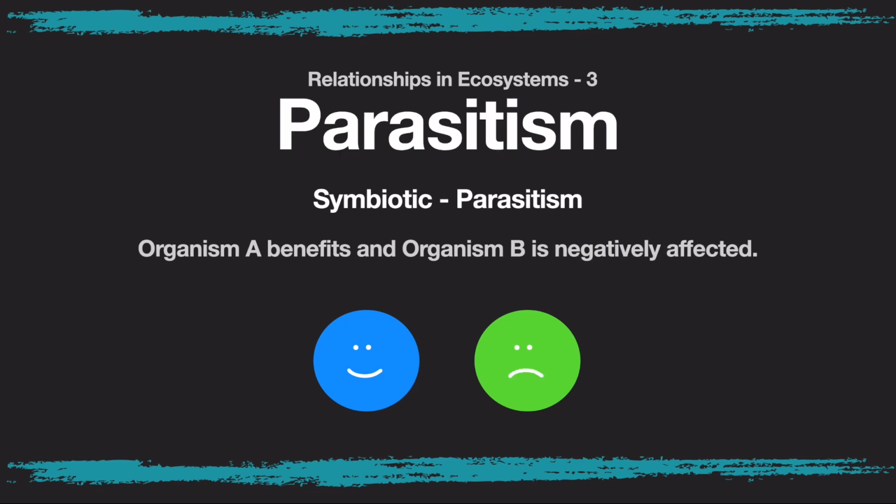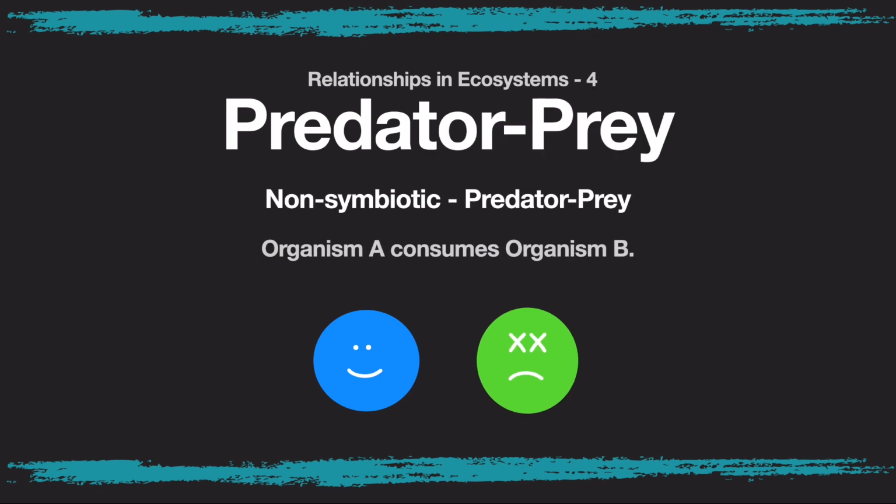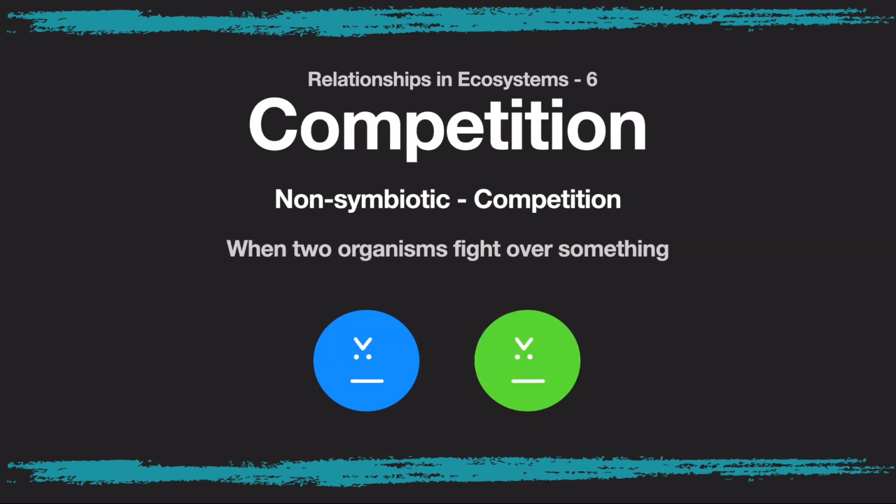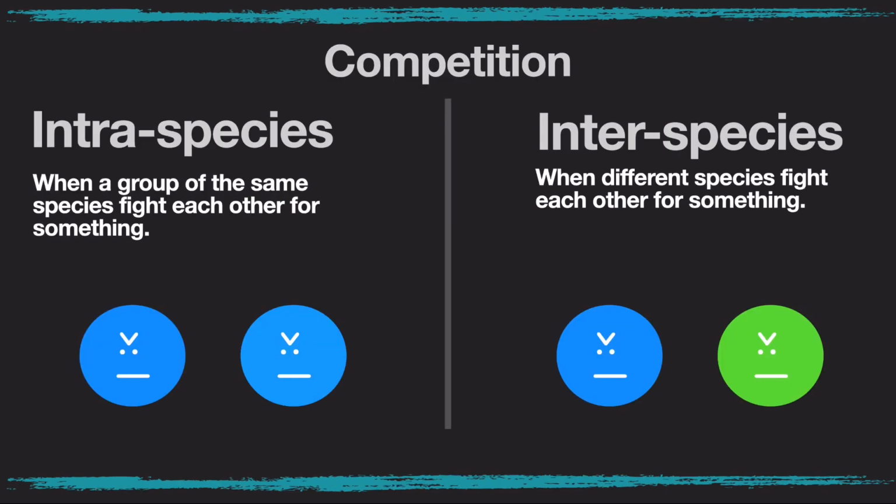Parasitism. Organism A benefits and organism B is negatively affected. Predator-prey. Organism A consumes organism B by hunting down and killing it. Collaboration. A group of organisms work together to achieve a goal. Competition. When two organisms fight over something. Here are the 2 types of competition. Intraspecies is when a group of the same species fight each other for something, and interspecies is when different species fight each other for something.